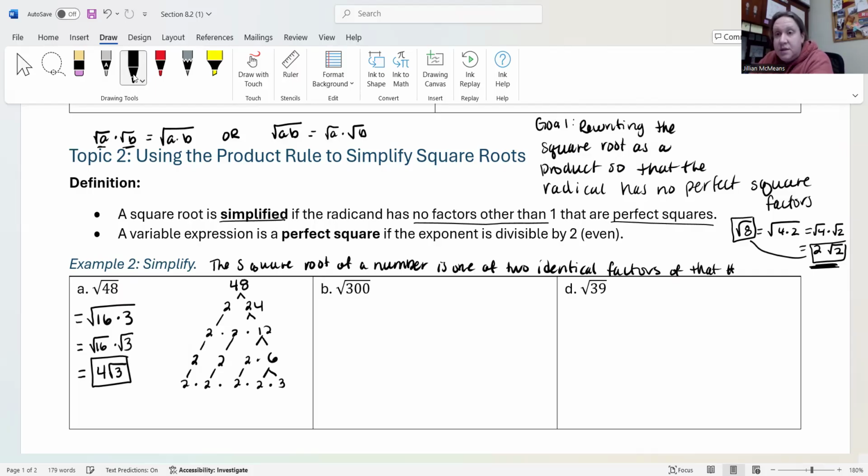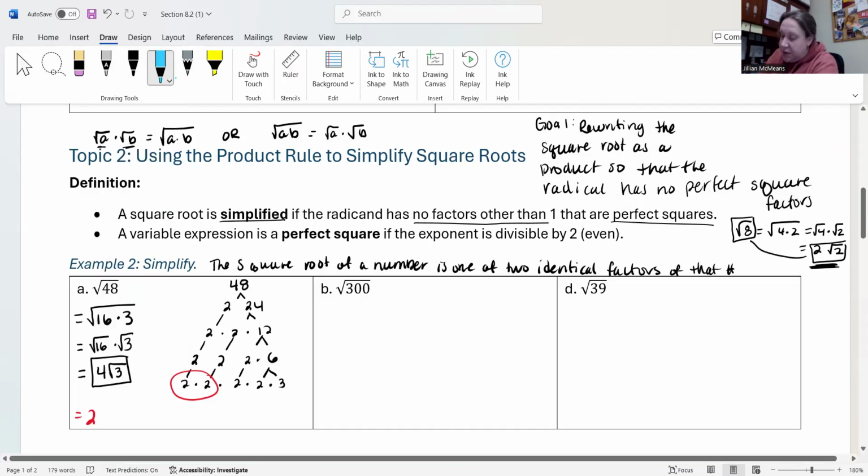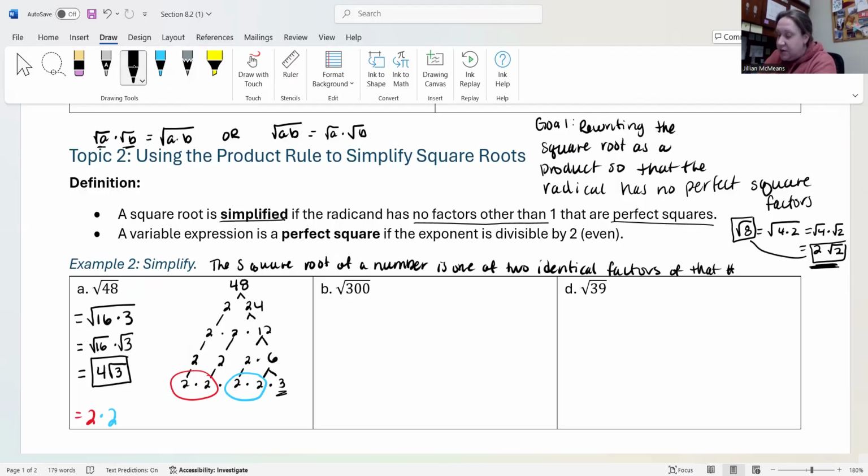So what that means is we're looking for pairs of identical factors. Remember, the index for a square root is 2, so you're always looking for groupings of 2. So we're looking for pairs of two identical factors. Well, I see a pair of 2's. This means a 2 can come outside the radical. I see another pair of 2's, which means another 2 can come outside the radical. And then this 3, it's kind of like the lone soldier. It can't pair up. You have to pair up to come outside the radical. So that 3 is stuck under the radical.